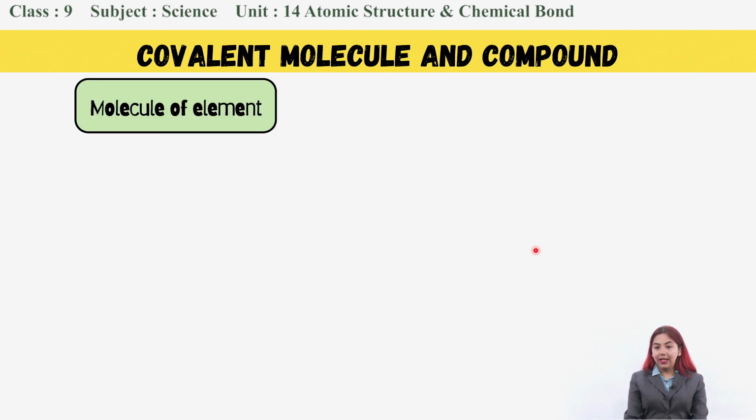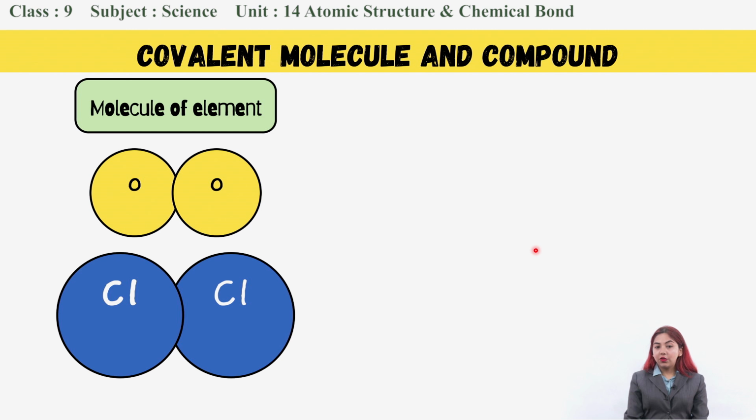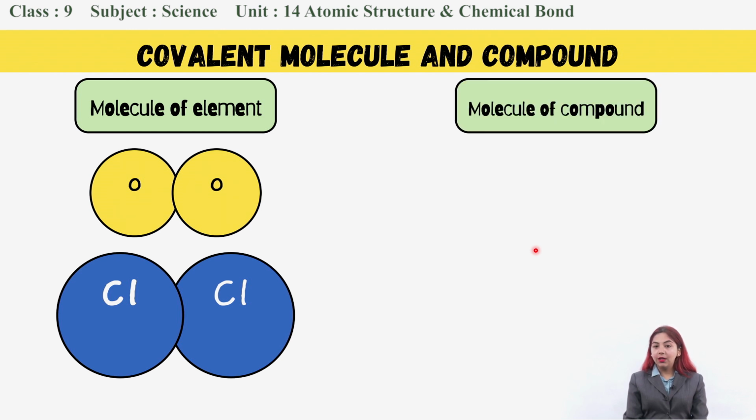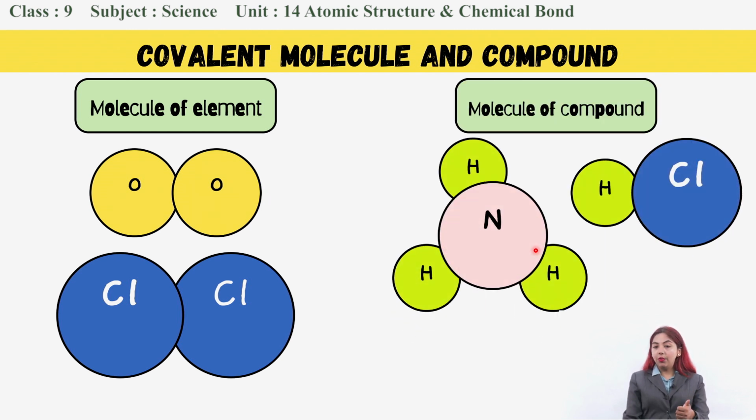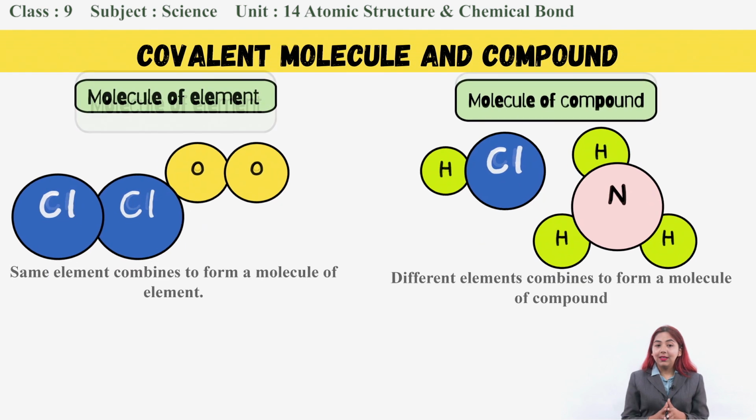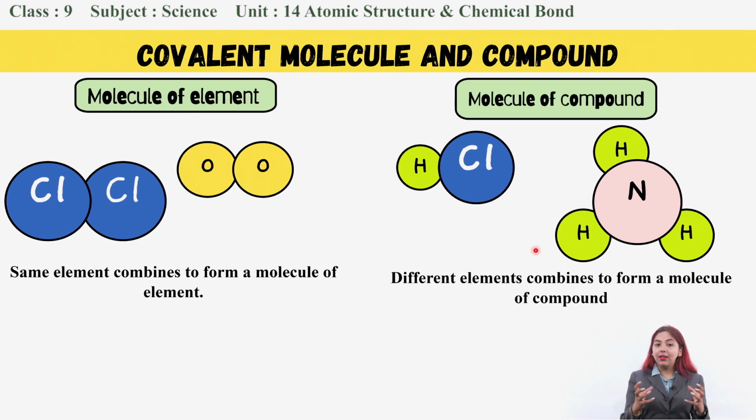Now let us take a few examples of covalent molecules and compounds. Molecules of elements, that is oxygen O2 and Cl2, and molecules of compounds, that is ammonia, hydrochloric acid, etc. Now looking at this, what do you think is the difference between a molecule of an element and a molecule of a compound? Yes, you're right. In a molecule of an element, the same elements combine to form the molecule, while in molecules of compounds, different elements combine to form the molecule of the compound.